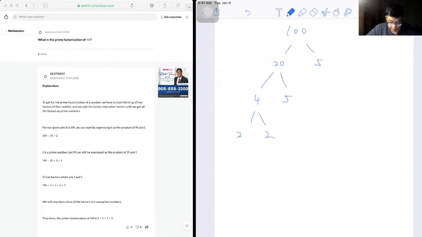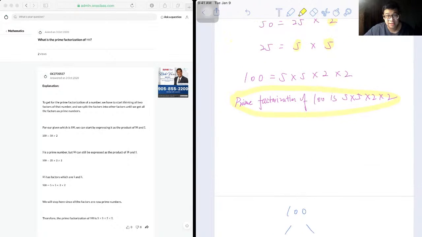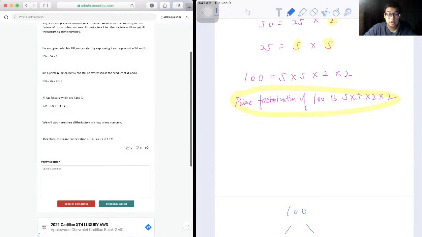Right. And so the prime factorization of it will just be the number at the end of each branch. So it'll be 2 times 2 times 5 times 5, which is exactly the same as what we did previously. Yep. So this is correct as well.